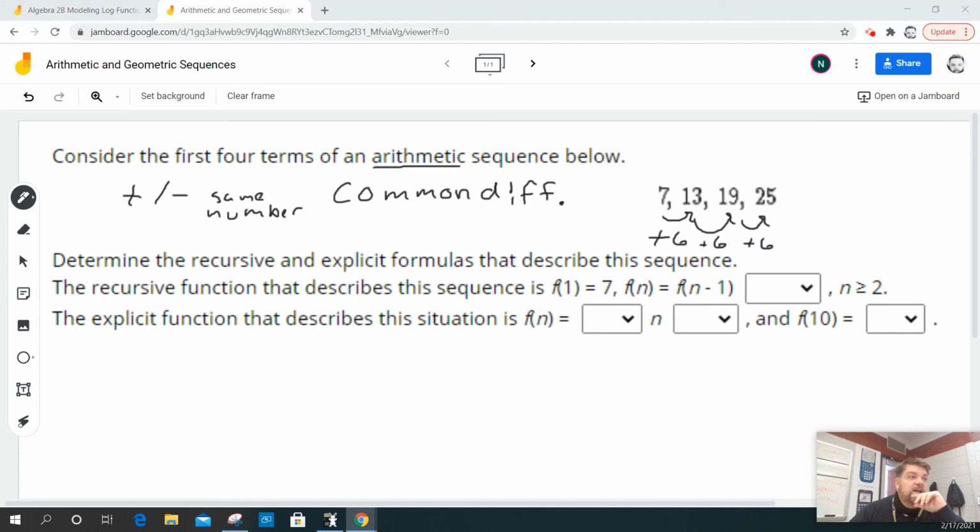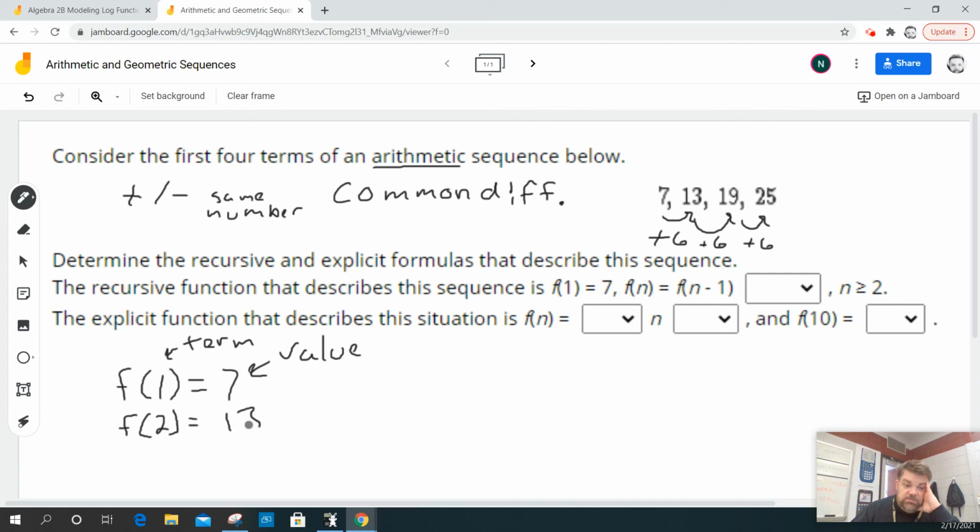Recursive notation is like I'm going to add to the previous number. So with a recursive function, the values are like this. So f of 1 is the first term. So this is the term, and this is the value, 7. So the first term is 7. F of 2 in this sequence is 13.